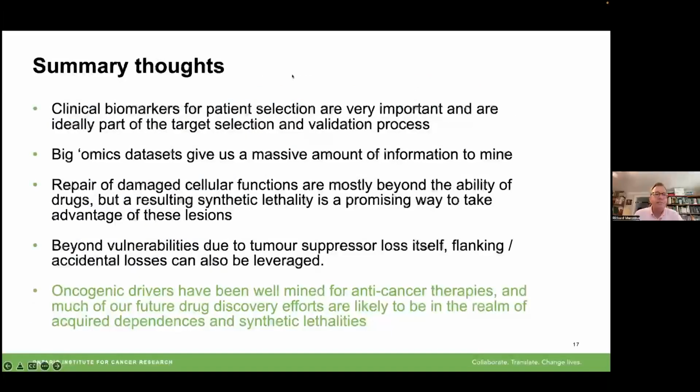So as David has made pretty clear, getting clinical biomarkers for patient selection is really important. We have to know who we want to treat for our clinical trial, and obviously the physicians like Stephanie have to know what patients to treat once something's been approved. So we've been mining these big omics data sets here at OICR, trying to get some ideas. And as I said, repairing damaged cellular functions is beyond the ability of our tools with small molecule drugs. So we're really concentrating on taking advantage of synthetic lethalities that might emerge because of these lesions.